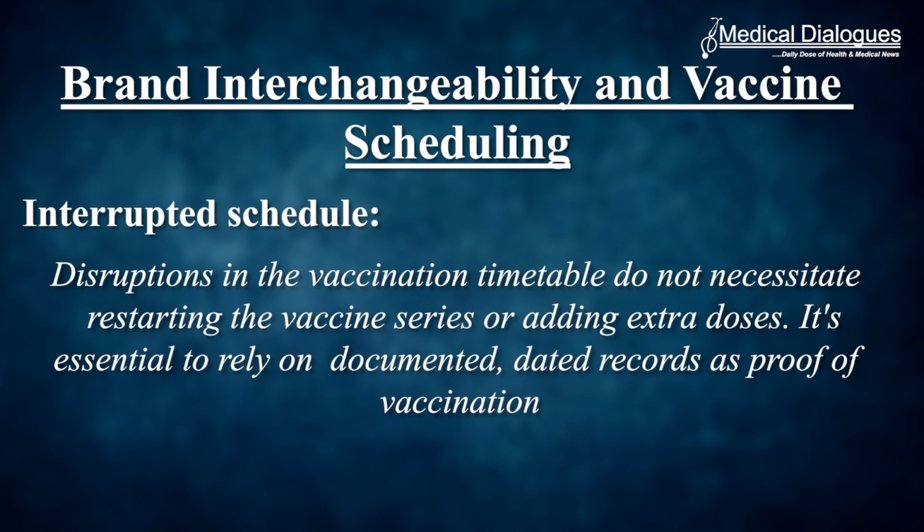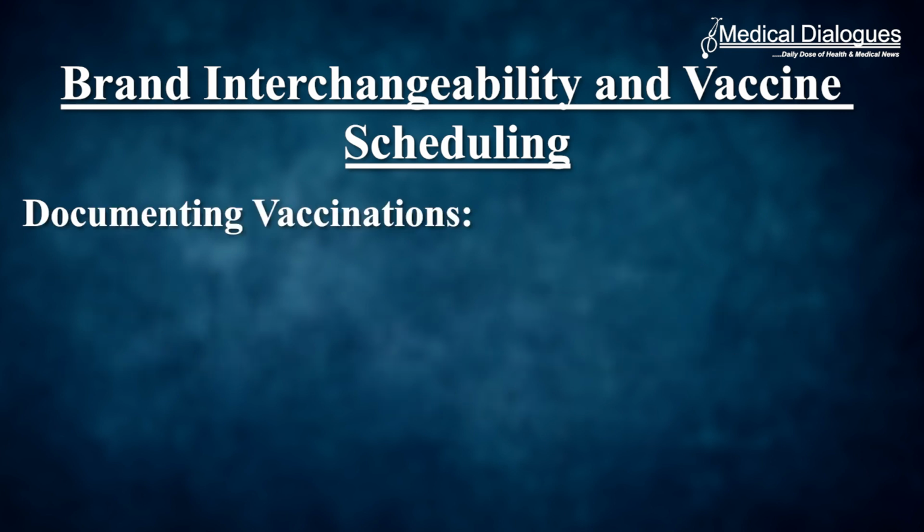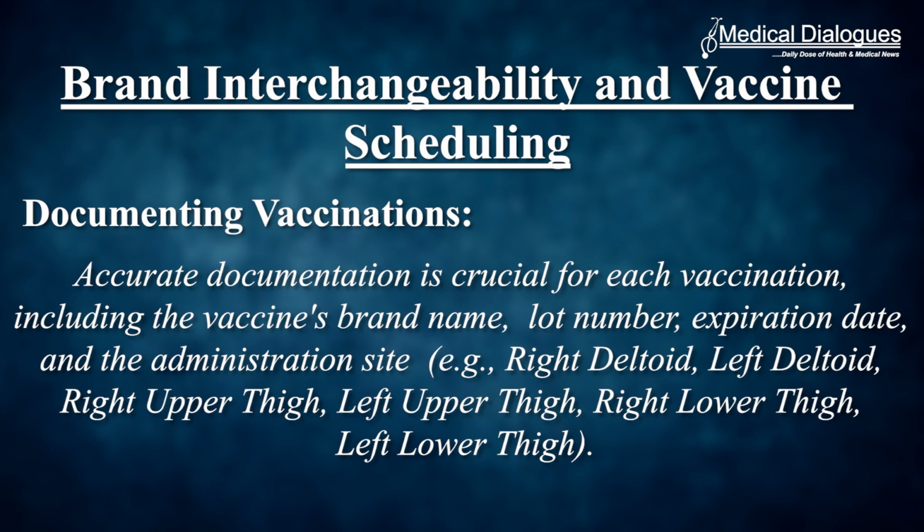Interrupted schedule. Disruptions in the vaccination timetable do not necessitate restarting the vaccine series or adding extra doses. It is essential to rely on documented dated records as proof of vaccination. Documenting vaccinations. Accurate documentation is crucial for each vaccination, including the vaccine's brand name, lot number, vaccination date, and the administration site, e.g., right deltoid, left deltoid, right upper thigh, left upper thigh, right lower thigh, left lower thigh.